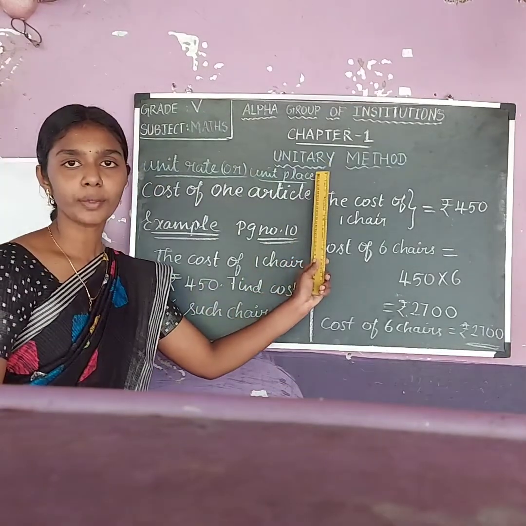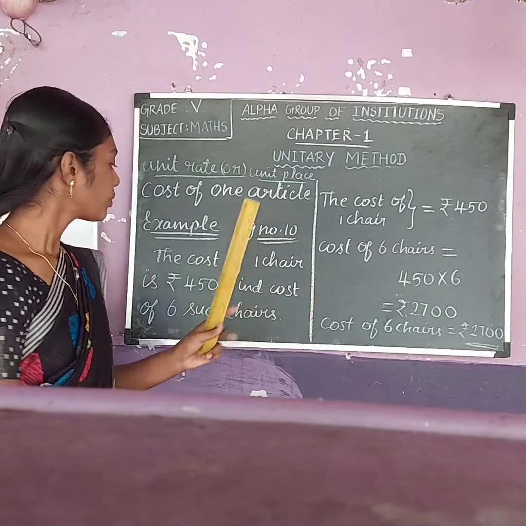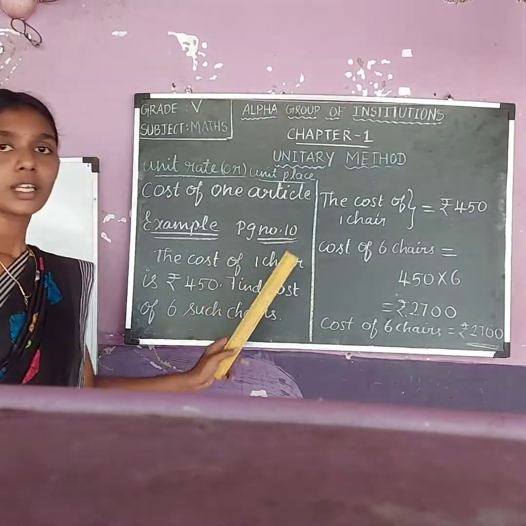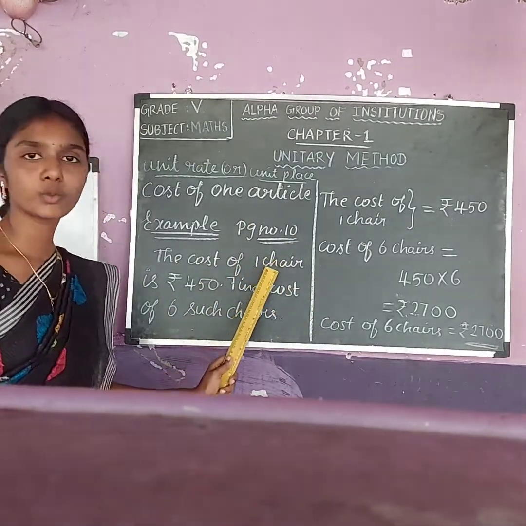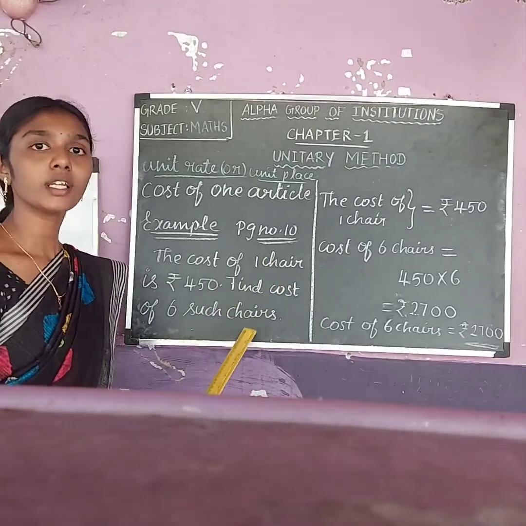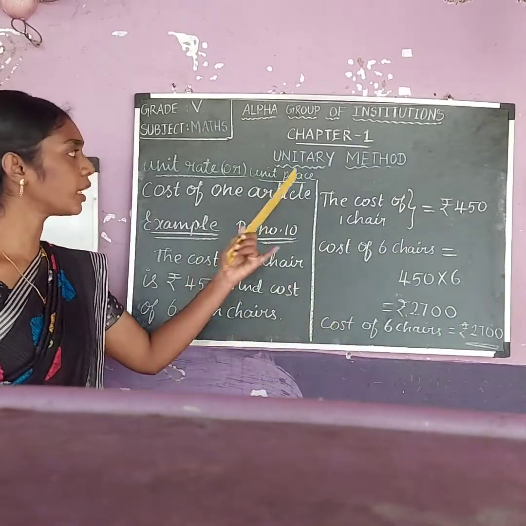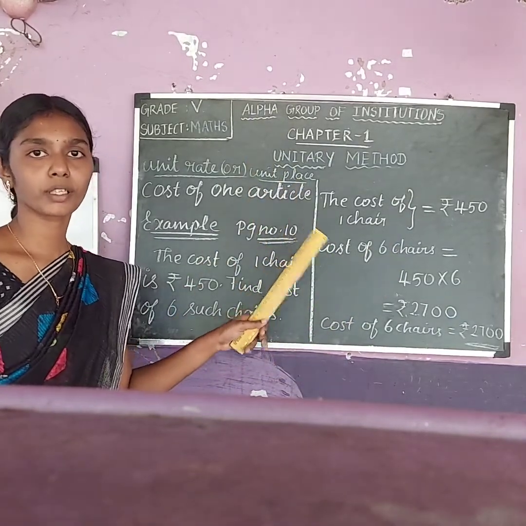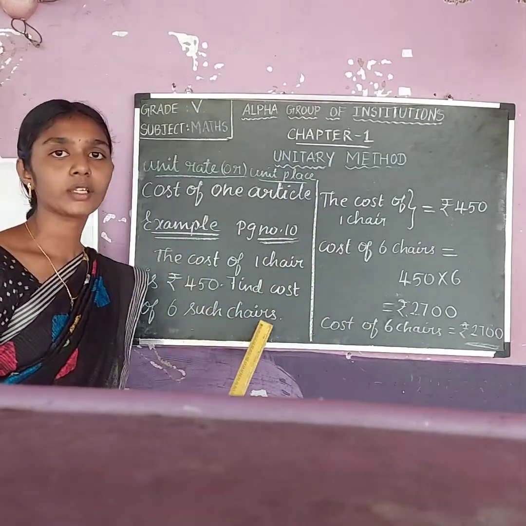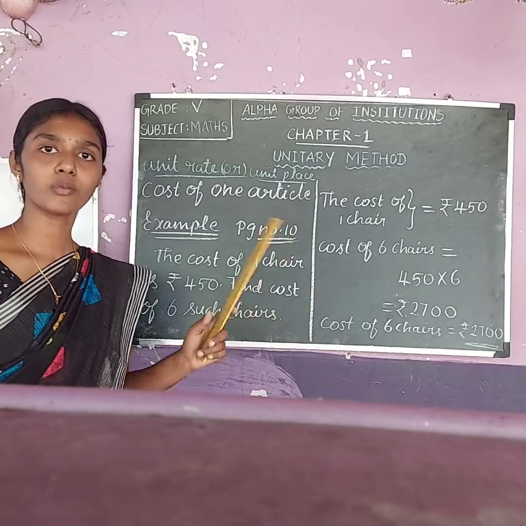The unitary method is used in two different types. Listen, one type is this: if the cost of one thing, that is one object, is given, and we want to find the value of many units, then in that case we multiply. This is one kind of method. The other kind of unitary method is where the value of many units is given, and we are able to find the value of one unit.